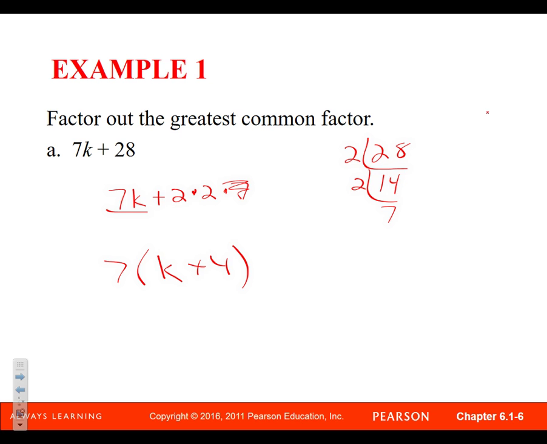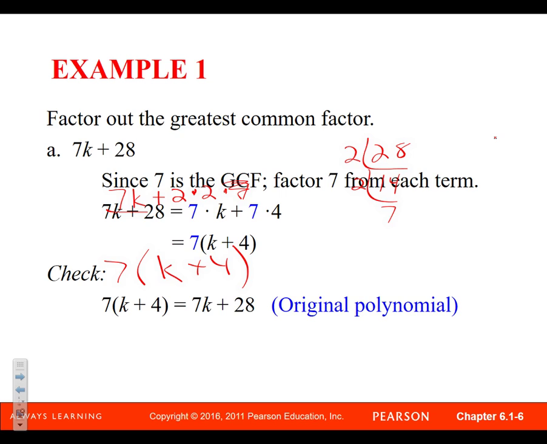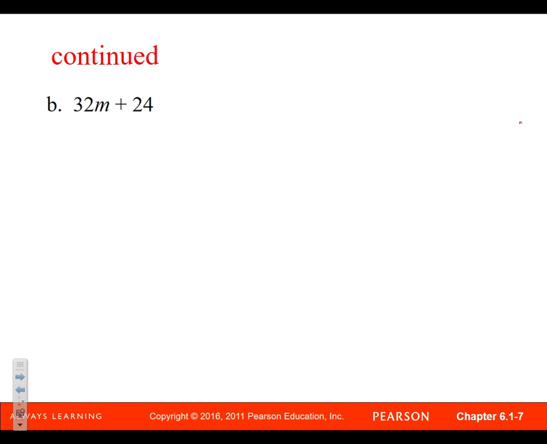Any questions on this problem? Okay, again. Let's start with the 32. Divide by 2, 16. Divide by 2, 8. Divide by 2, 4. Divide by 2, 2. So I've got, what is it, 1, 2, 3, 4, 5. So 2 times 2 times 2 times 2 times 2 times m plus.